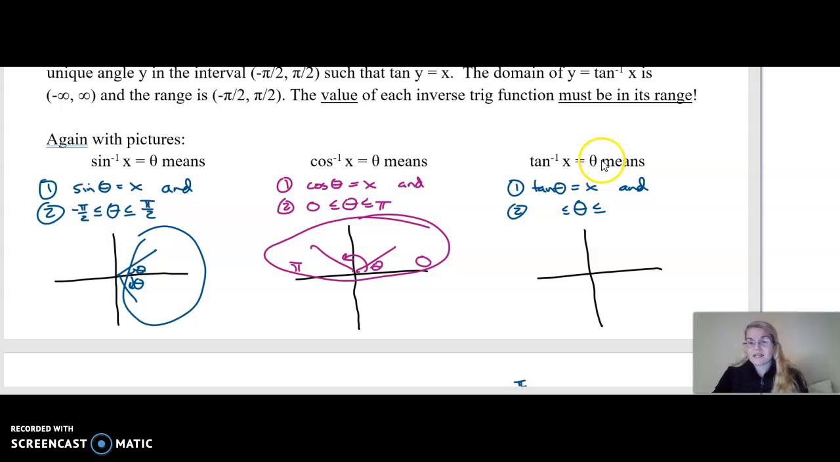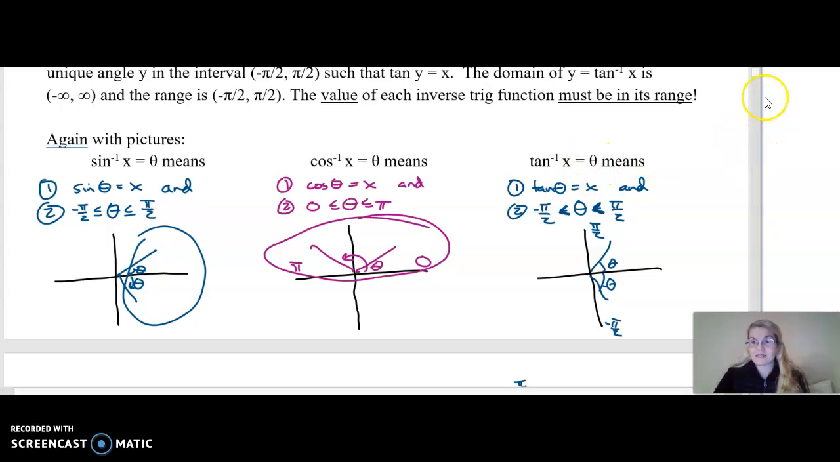Tan inverse of x equals theta means tangent of theta is this number x, and theta is again between negative pi over 2 and positive pi over 2. Not inclusively, strictly. So please fix that. If there was an equal sign there, get rid of it. Strictly greater than negative pi over 2, and strictly less than pi over 2. So again, theta is going to be either positive acute or a negative acute theta, negative going down this way. All right, so my theta is limited.